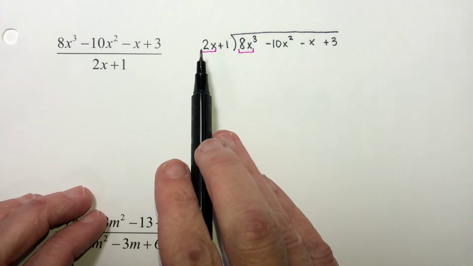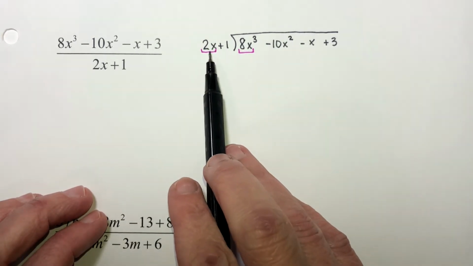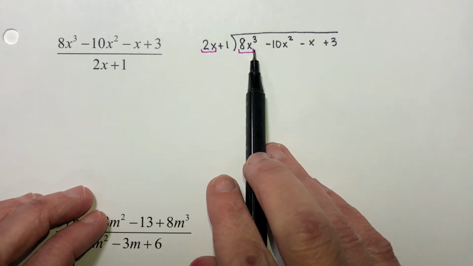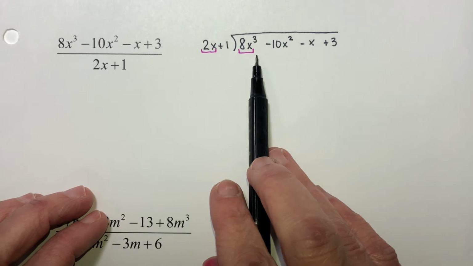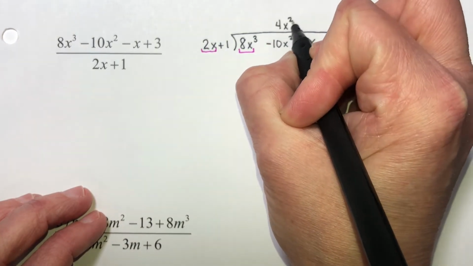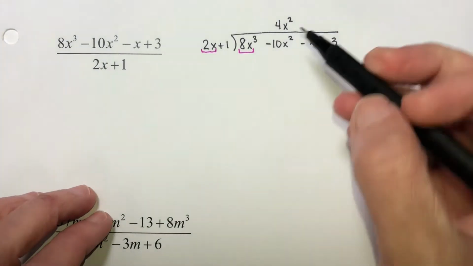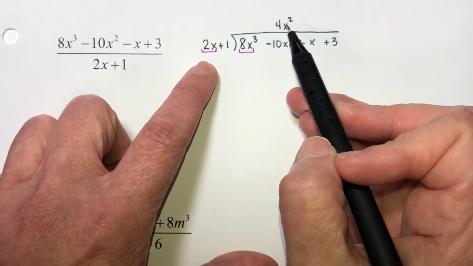So what do I need to multiply the 2 by to get to an 8? 4. What do I need to multiply an x by to get to x cubed? Here there's 1, there's 3, so I need 2 more. So I need to multiply by a 4x squared. Again, I lined up my like terms here. Take this and distribute it.